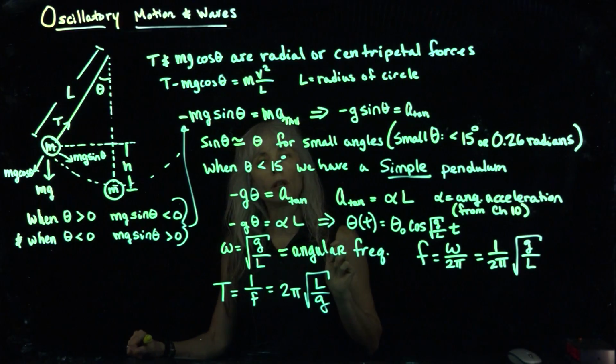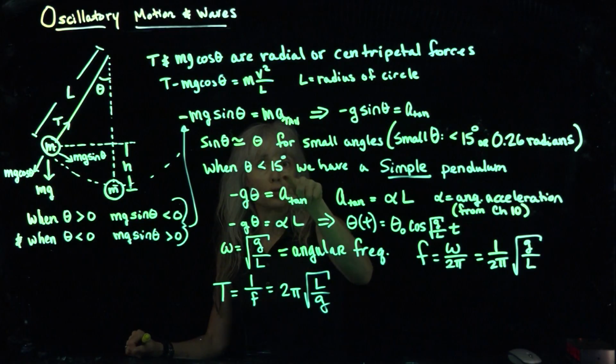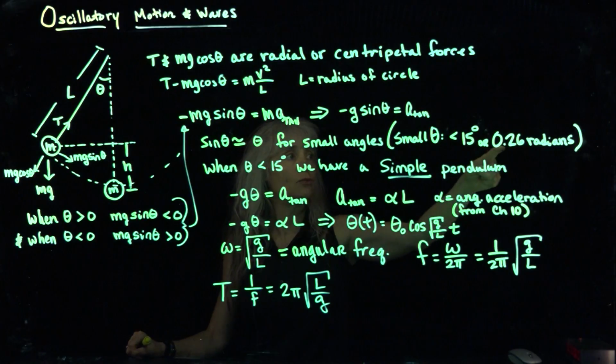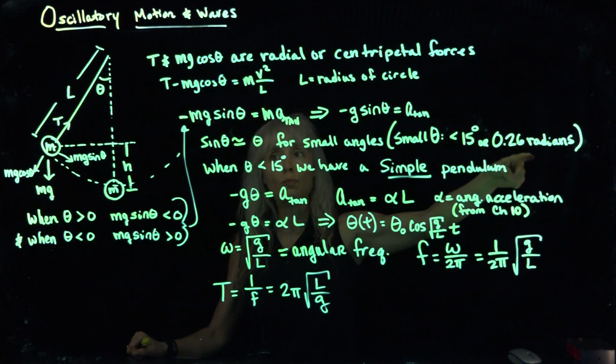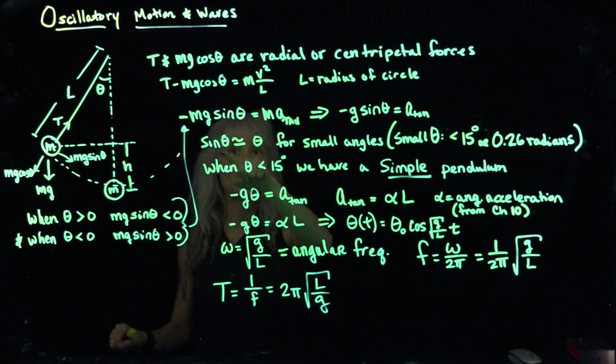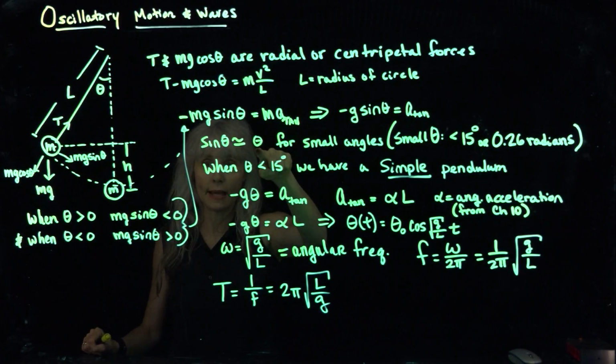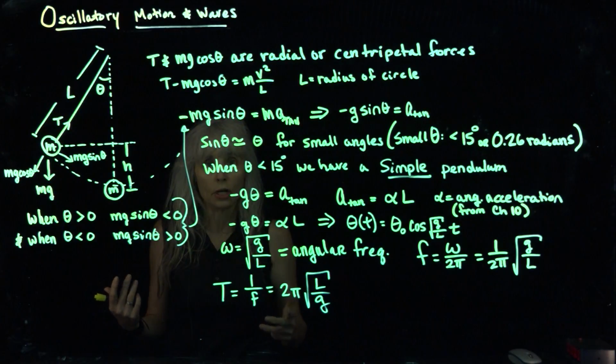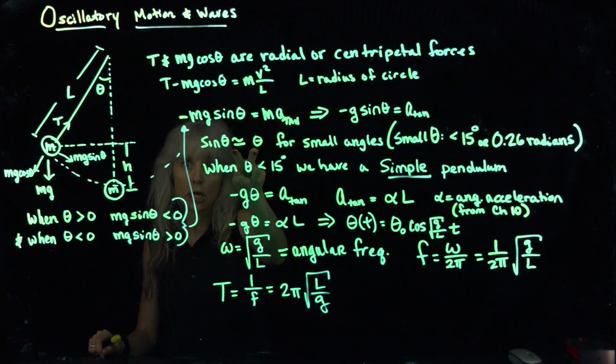And when I say small angles, these are angles that are less than 15 degrees. And 15 degrees in radians is 0.26 radians. So for small angles, the sine of theta is about the same as theta. You can try this in your calculator. You need theta in radians for this formula to show its true nature.